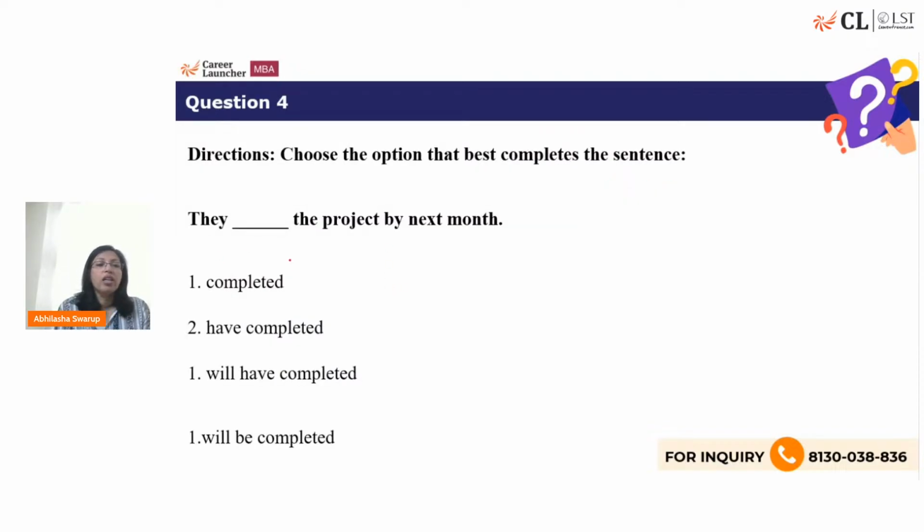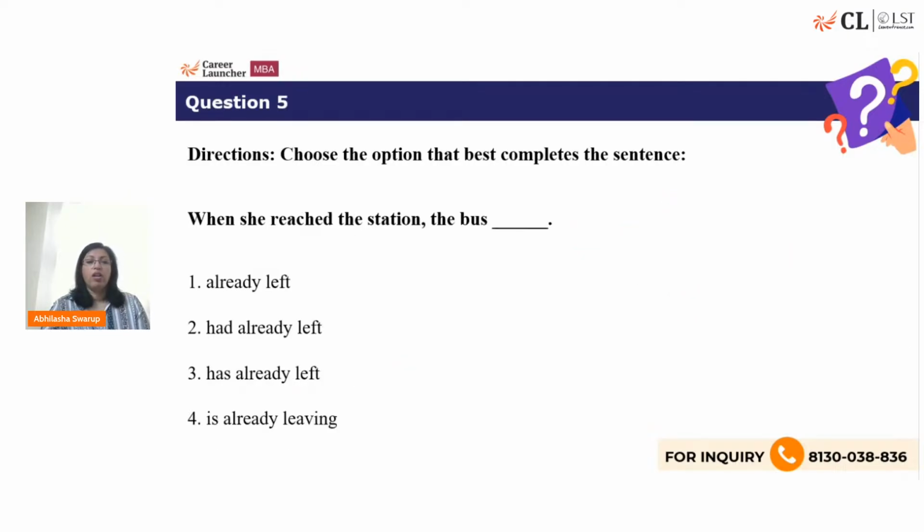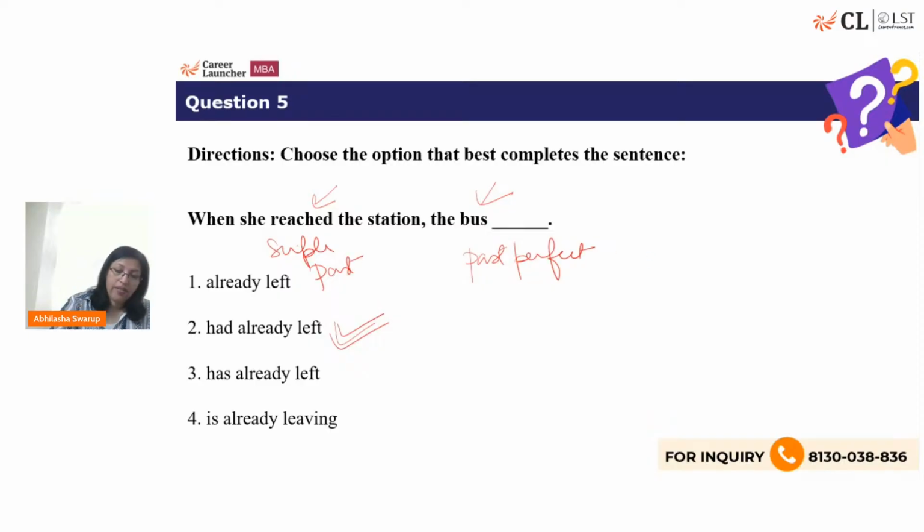All right, they will have completed the project by next month. Again, at a particular point of time, the action will be completed. So we are using the future perfect tense. Okay. All right, the next one. When she reached the station, the bus had already left. Remember, again, this one is already over when this happens. So, had already left. The first action is in the past perfect, and then the next action is in the simple past. This is a very important rule for us.